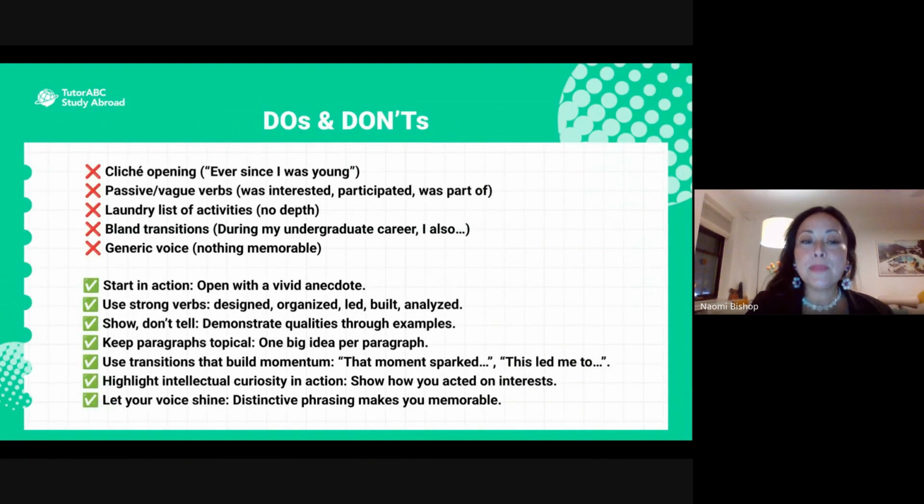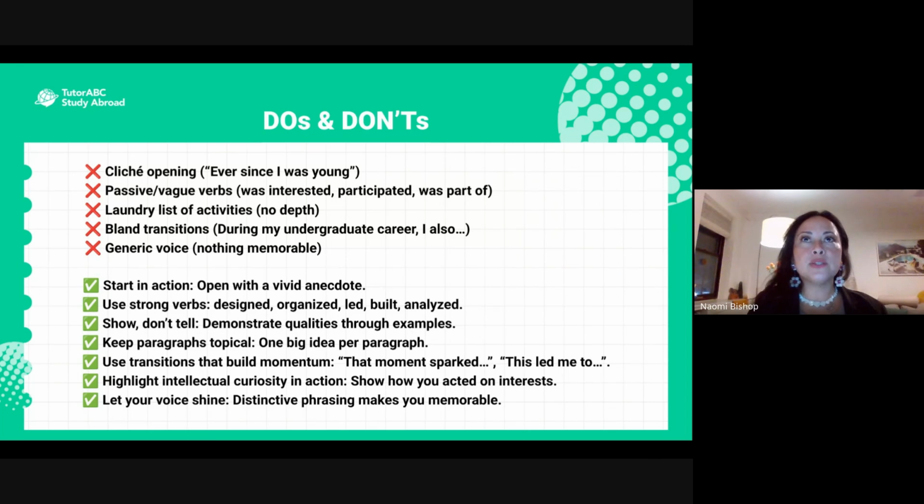Okay. So to me, it wouldn't stand out. I know it wouldn't, because it has a lot of cliche openings. There's a lot of passive, vague verbs, was interested, participate, was part of, but we don't get any concrete details. A lot of people, when they don't really know why they want to do something, will fall into like, oh, I was interested, I participated, I've done this forever, etc. Because they don't want to get deeper into the whys of why they're doing it.